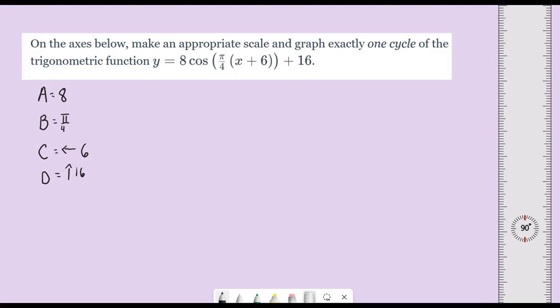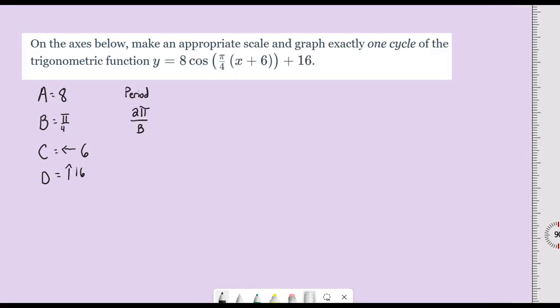Okay, the first thing I do is just simply identify the A, B, C, and D values. A, the amplitude, is 8, so that's going to be 8 up from the midline and 8 down from the midline, the maximum and the minimum, respectively. Then we've got the B value, which is pi over 4. The C value is telling us we're shifting 6 units to the left. And the D says we're going to be shifting 16 units up.